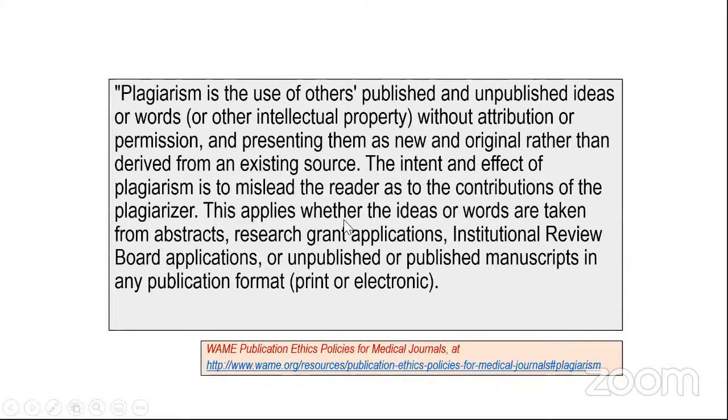What is done in plagiarism is that people take it from the research scientist who will apply for the research grant funding agency. So that can also be taken, the applications and the words.